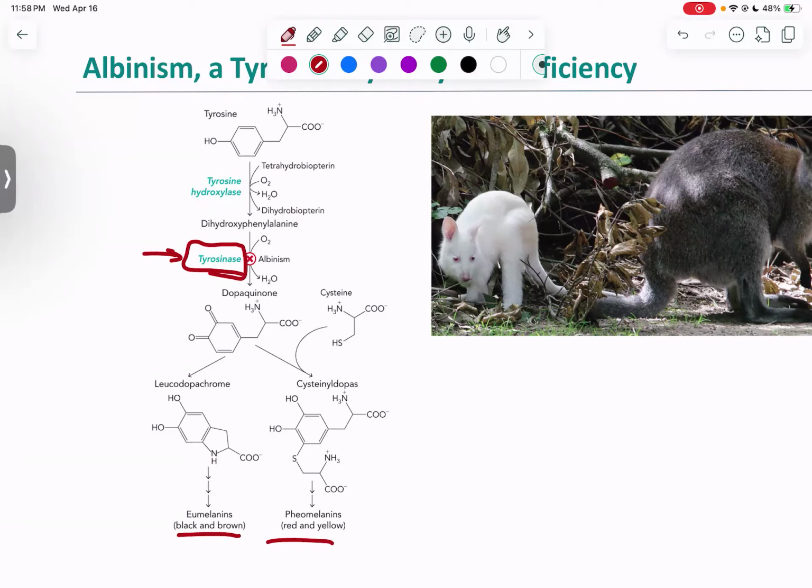So if you have a mutation in the tyrosinase, you have albinism. So that's exactly what this little guy over here has. He has albinism, and they can't make any kind of pigment. And so if you know of anybody who has albinism, they have to be extremely, extremely careful about going out in the sun because they have no pigmentation. They are way more susceptible to UV radiation. So they have to be very careful about putting on sunscreen, about wearing long sleeves as much as possible, hats, all that kind of stuff. They have to be extremely cautious about it.